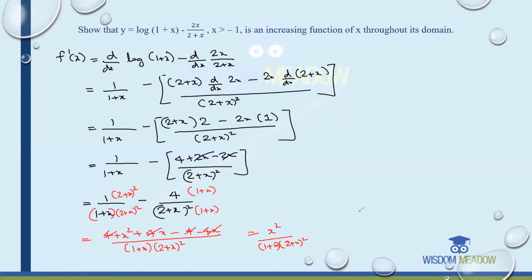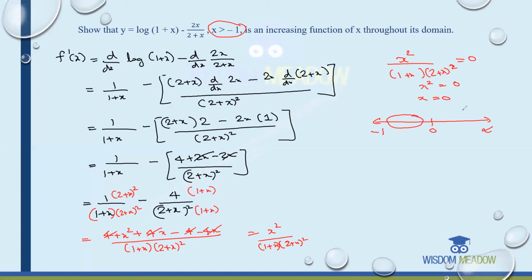Now I can find the critical point, that is, equate this to 0. So x squared over 1 plus x times 2 plus x the whole square equal to 0. x squared is equal to 0, so x is equal to 0. So you draw the number line. It's greater than minus 1, so you understand that it's minus 1 to infinity. So 0 falls in between, and then you take a point from here and show that both are increasing, which I'm not doing.